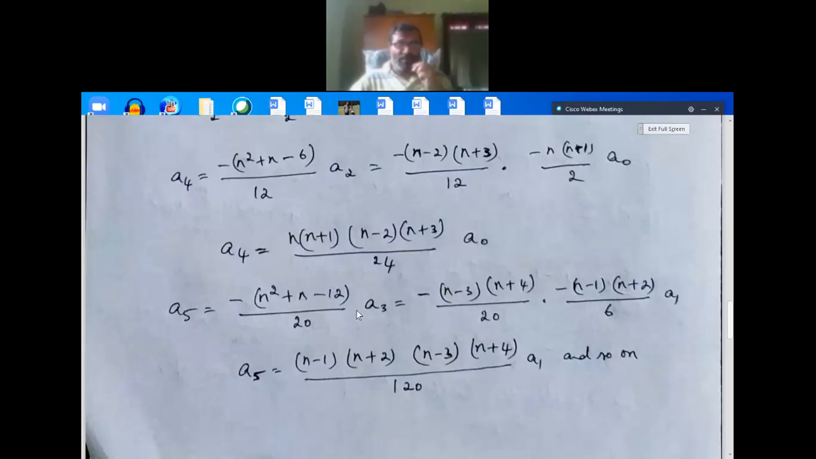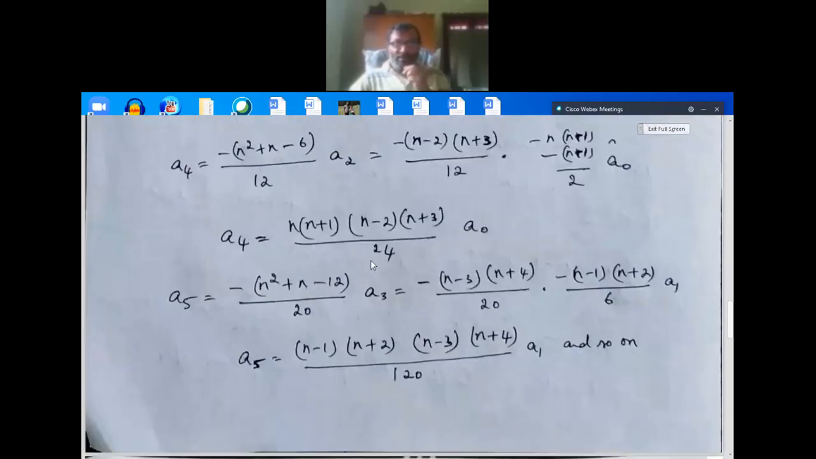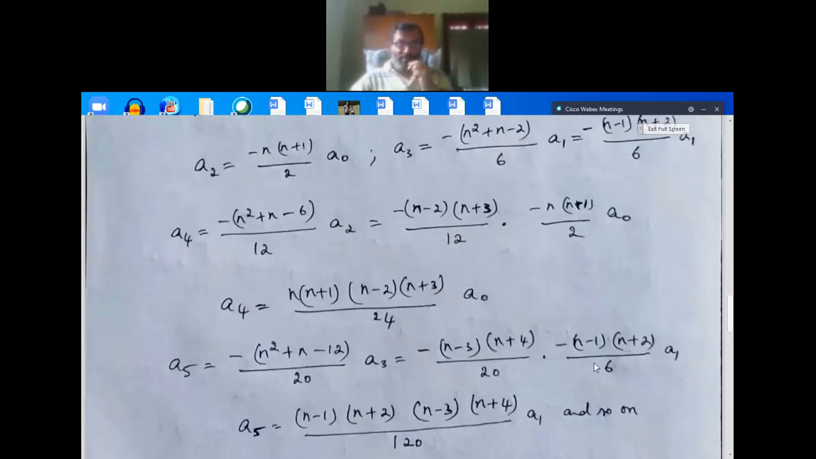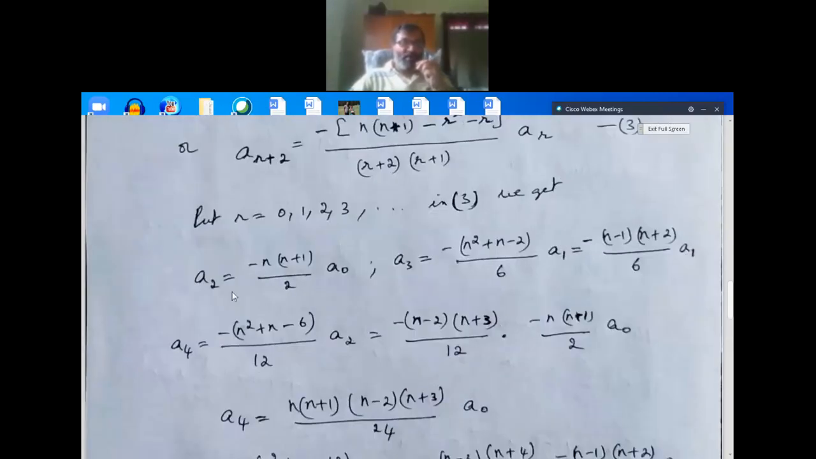What is the value of a3? a3 is minus of n minus 1 into n plus 2 by 6 into a1. I'll substitute here minus of n minus 1 into n plus 2 by 6 into a1. So I'll get plus, then I'm writing in some order, I'll get n minus 1 into n plus 2 into n minus 3 into n plus 4 divided by 120 a1.